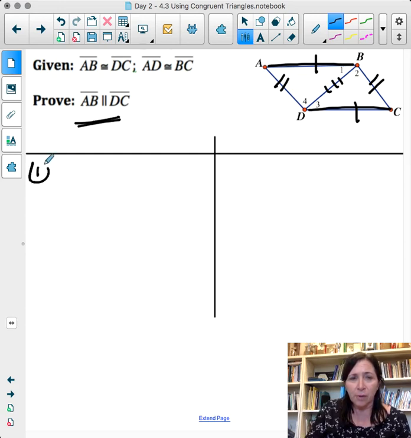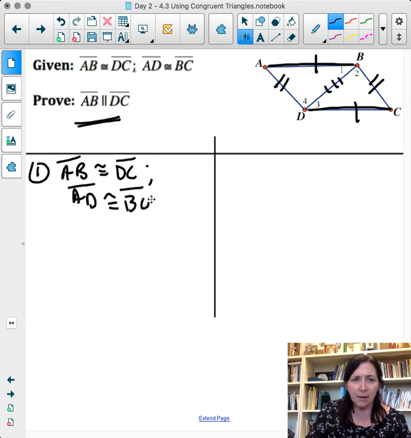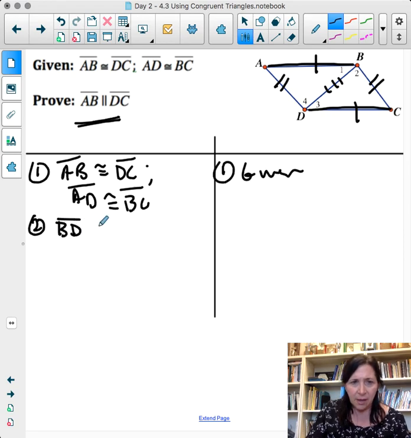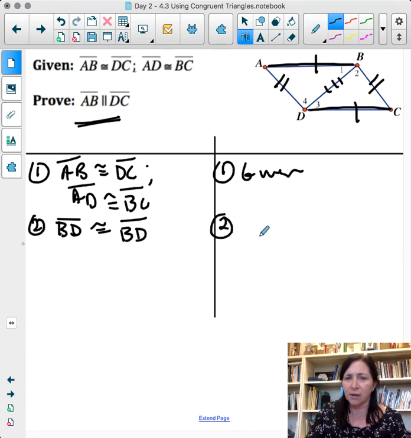Okay, so number 1, we would say AB, the given, is congruent to DC. You know that AD is congruent to BC. All right, and that's just given. Number 2, we're going to say that BD is congruent to itself. BD is congruent to BD, and that's reflexive property. Anything congruent to itself is reflexive property of congruence.